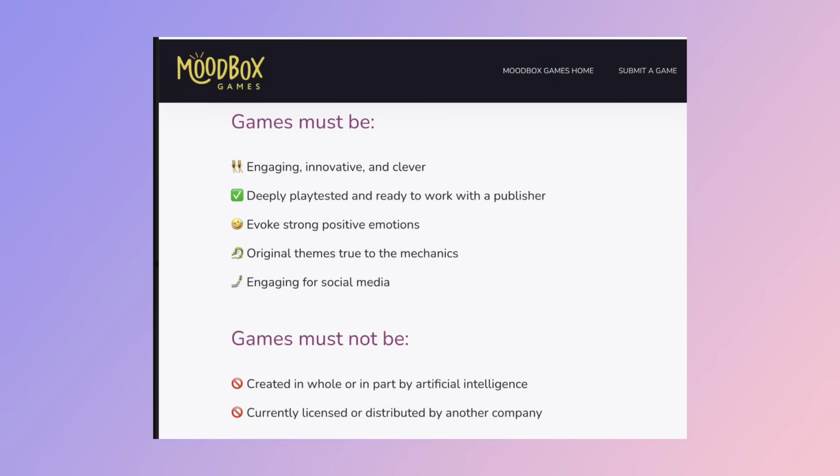I think we're going to see more and more board games with disclaimers on the box saying generative AI was not used in the making of this game. It would be great if companies who do use generative AI would be required to disclose that information on the game box, but I think it's going to be more of an opt-in type situation. And I saw a cool thing the other day. A publisher, Moodbox, explicitly say on their website that they do not want to see game submissions that were created in whole or in part by artificial intelligence.